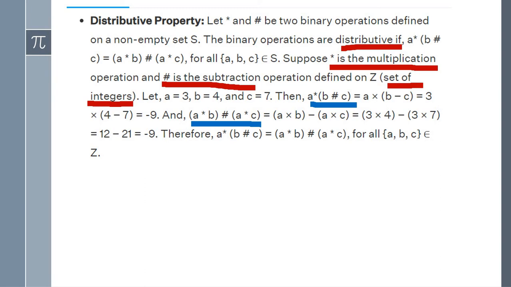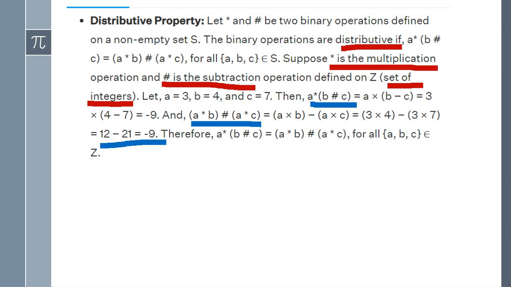So A times B, so bayluon na nato ang star, by times, and the sharp, minus. So A times B minus A times C. So 3 times 4 minus 3 times 7. So 3 times 4 is 12, minus 21. 12 minus 21 is negative 9. So parehas na siyang answer. So makakonclude ta nga A star (B sharp C) is really equal to (A star B) sharp (A star C) for all A, B, C in Z.